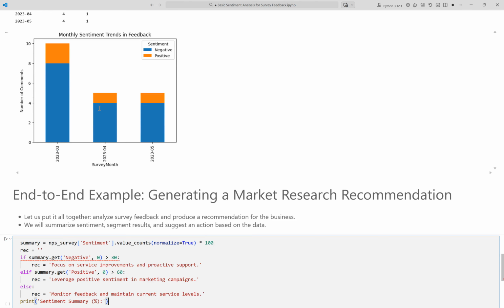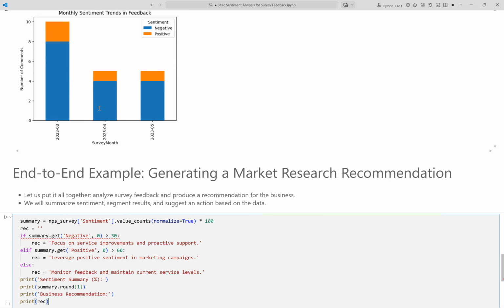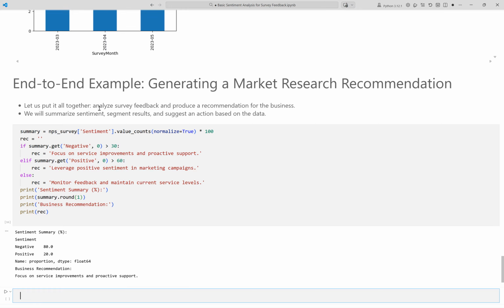Running the cell now. The output shows that 80% of the survey responses are negative, far exceeding the 30% threshold set in the code. This high negative sentiment drives the recommendation to prioritize service improvements and proactive support, demonstrating how the code translates sentiment analysis into actionable business advice.